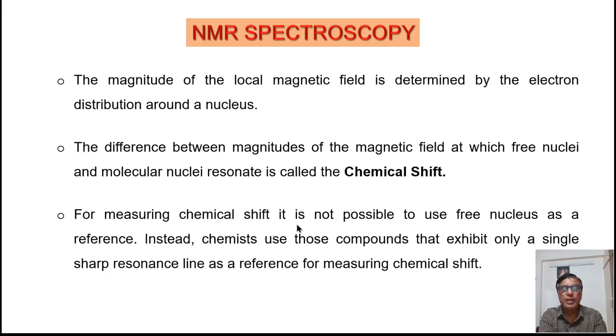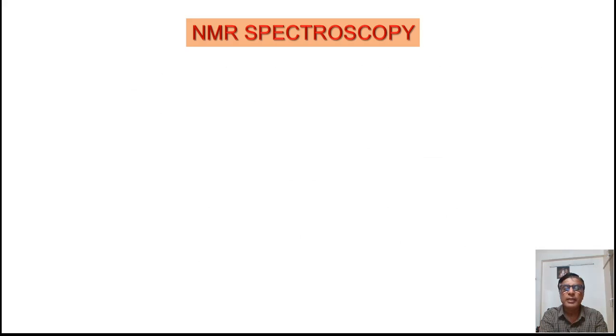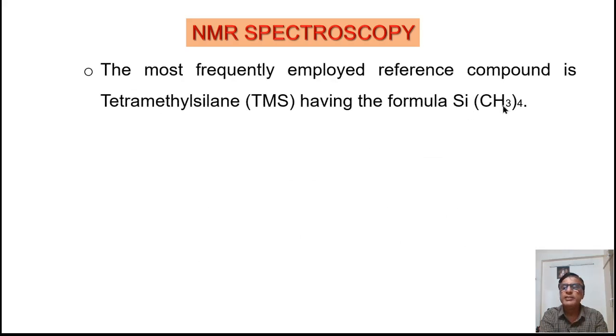How can we measure the chemical shift in NMR? For measuring the chemical shift, it is not possible to use a free nucleus as a reference. Instead, chemists use compounds that exhibit only a single sharp resonance line as a reference for measuring chemical shift. For that purpose they use TMS, that is tetramethylsilane, Si(CH3)4. The most frequently employed reference compound is TMS.